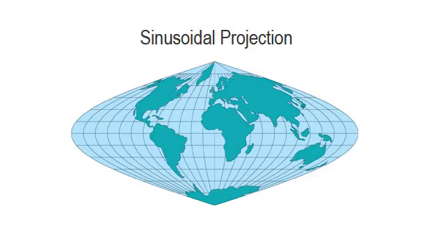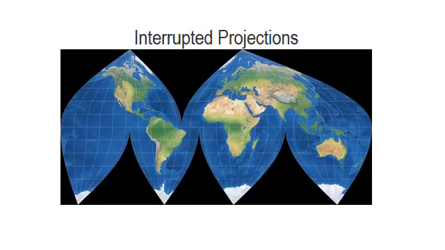The lengths of parallels correspond to their cosines, but the further areas are from the central meridian, the more distorted their shapes will be. An interrupted sinusoidal map solves this distortion problem. If you could peel the rind off an orange in one piece and flatten it, the orange rind would have gaps, like an interrupted projection.